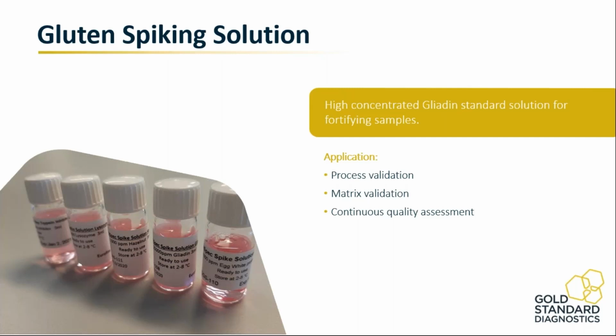So, for example, if you want to know whether some specific complicated matrix may have some matrix effect and reduce or amplify the optical density value, with this spiking solution, you can spike with 20 ppm and then check if the recovery is correct, right? And also, of course, for a continuous quality assessment during your everyday workflow in the lab.